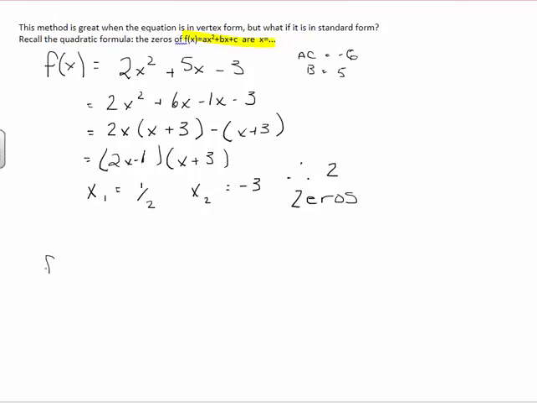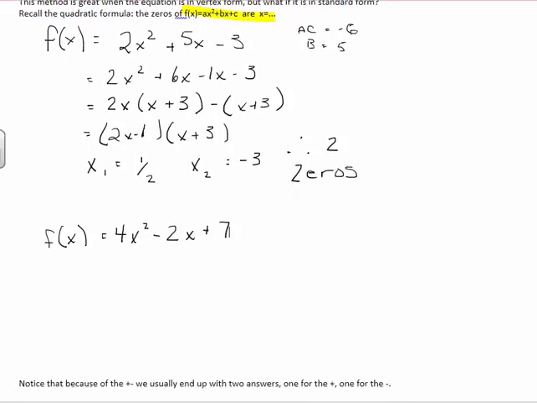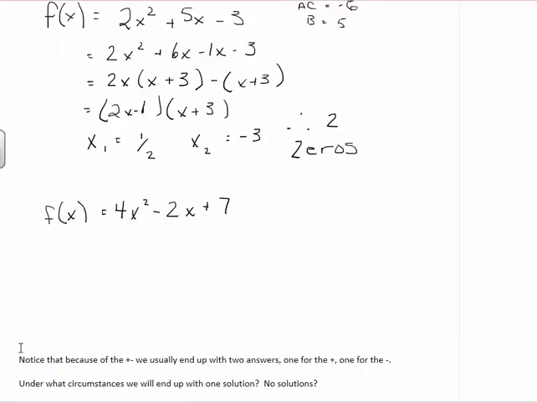Let's look at another question in standard form where we can't do it just by sketching. We have 4x squared minus 2x plus 7. We try to see whether we can factor it by decomposition. 4 times 7 is 28, but there aren't any combinations that I can think of off the top of my head that would equal negative 2.